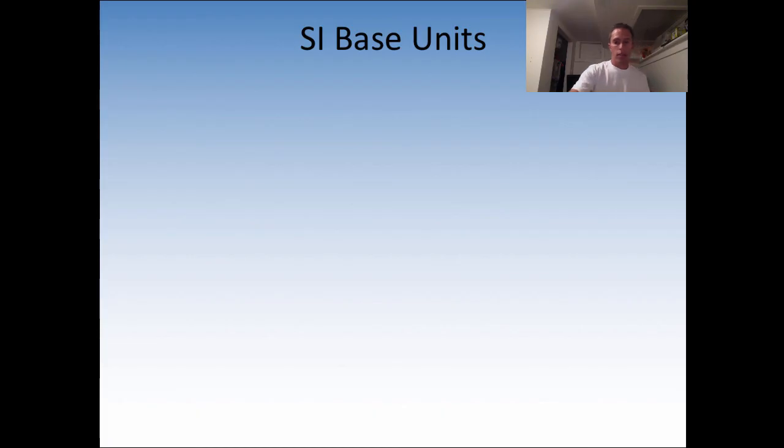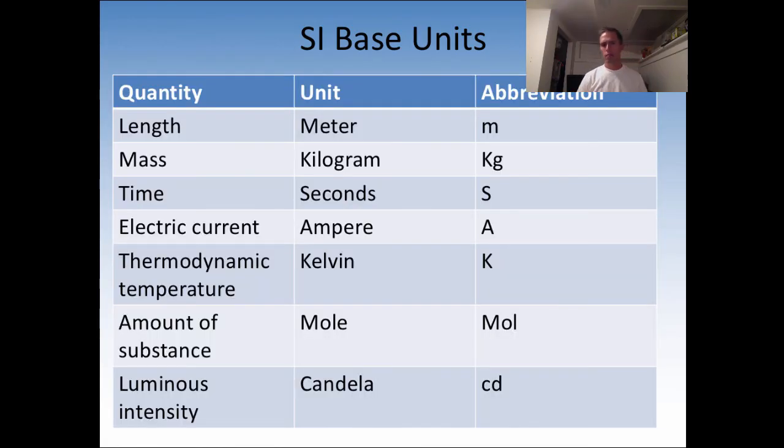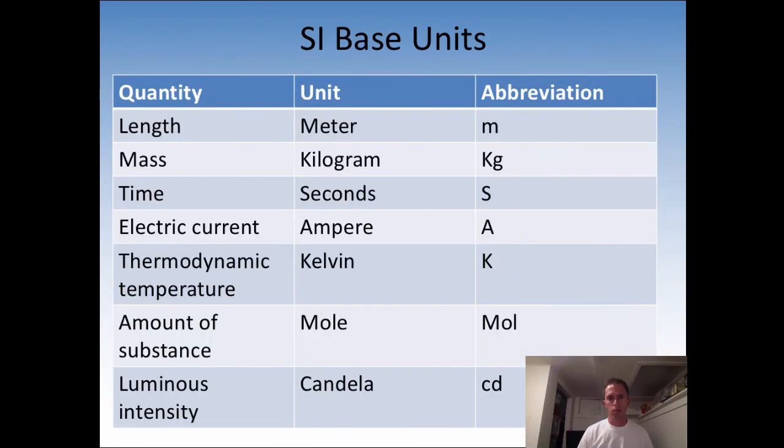All right, here's just a chart that shows some common SI base units. We talked about length, and that's the meter. If we look through here, time is seconds. Electric current is an ampere, abbreviated with the capital A. Temperature is Kelvin. Amount of a substance is a mole. We'll talk more about that in later chapters. Luminous intensity, like light, would be measured in candela.